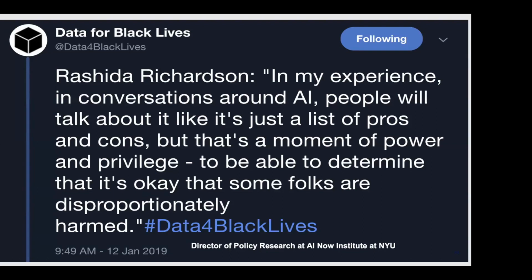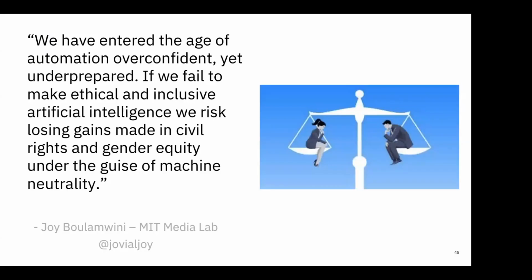And the director of policy research at AI Now Institute in New York actually mentioned that in conversation around AI, people always talk about the list of pros and cons that it provides to us. But that's a moment of power and privilege to be able to determine that it's okay that some folks are disproportionately harmed. So it's really important to eliminate these types of biases from our algorithms if we really want to put them in production and also trust the decisions that they make.